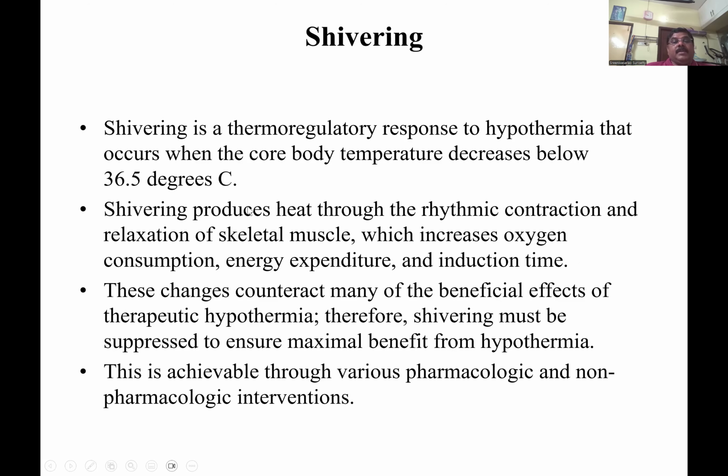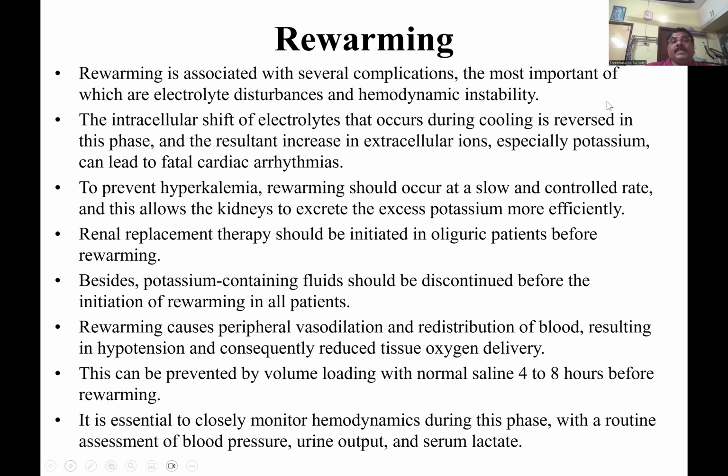Shivering is another complication. It's a protective phenomenon whenever the temperature drops below 36.5 degrees Celsius. It produces heat through the rhythmic contraction and relaxation of skeletal muscle, which increases oxygen consumption and energy expenditure and induction time. These changes may counteract the beneficial effect of therapeutic hypothermia. Therefore, shivering must be suppressed to decrease oxygen consumption, because the metabolic rate should be decreased in therapeutic hypothermia. This is achievable by various pharmacological and non-pharmacological interventions.